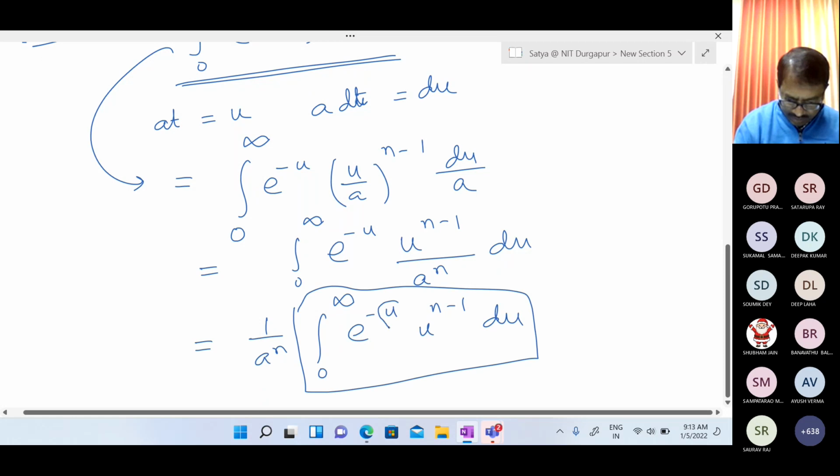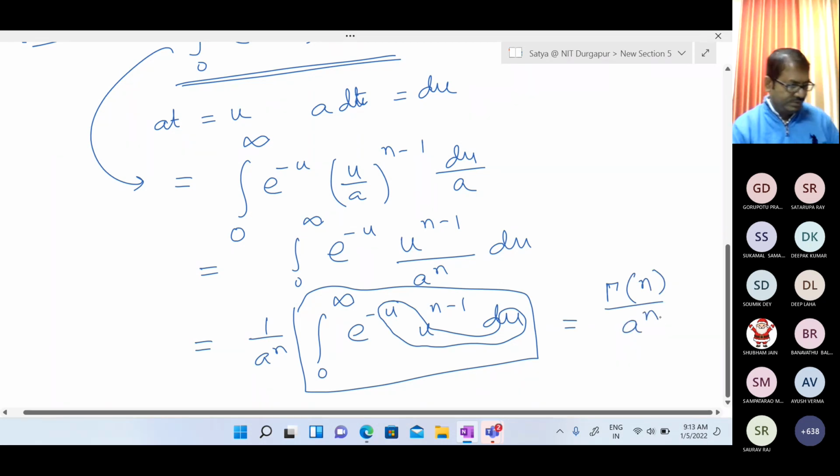So these three parts you see, whether you write u, x, y, whatever, it is the same definition. So this is equal to gamma n over a to the power n. Fine. So this is property 1, and it is given in the assignment.